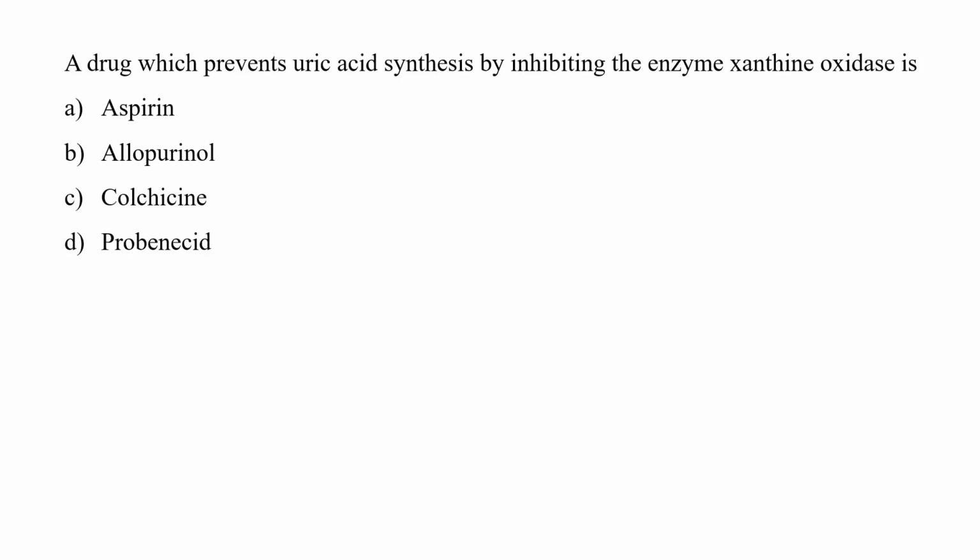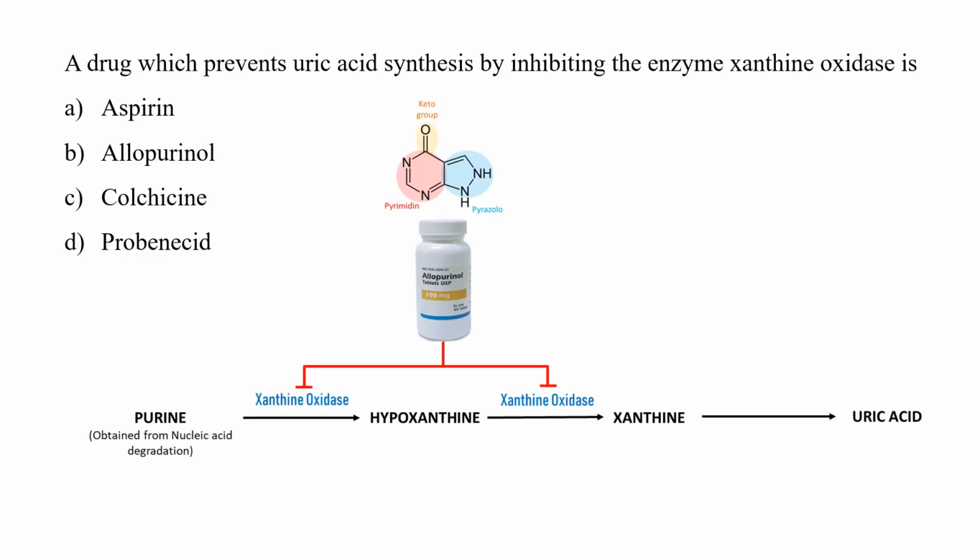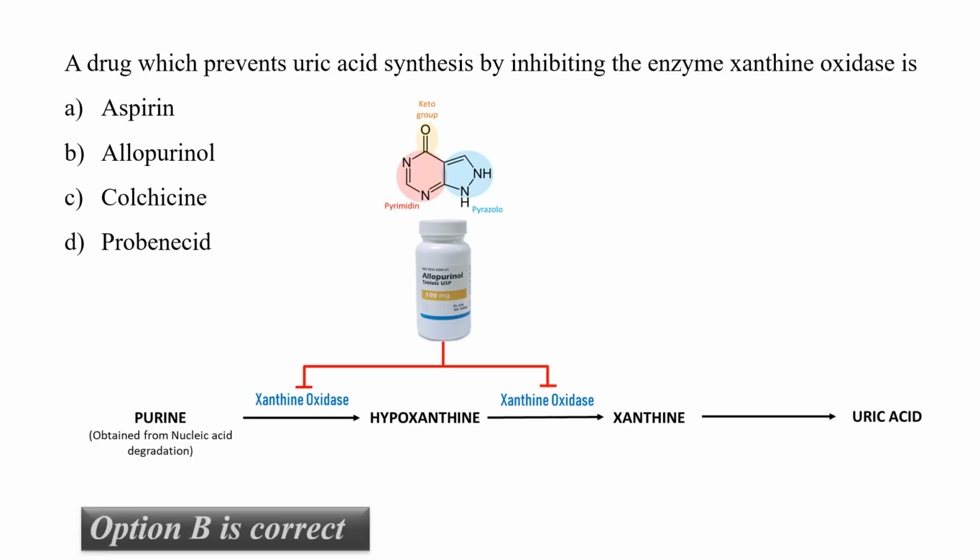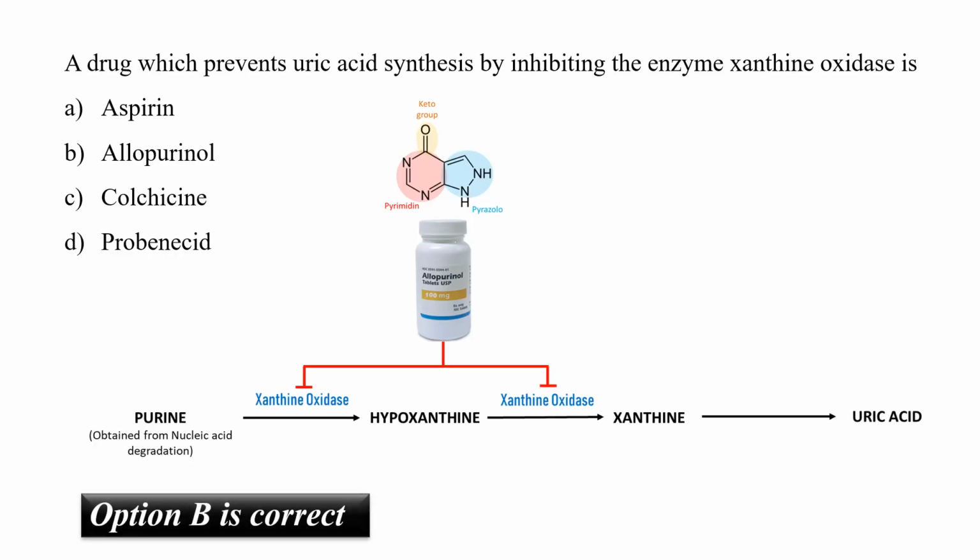A drug which prevents uric acid synthesis by inhibiting the enzyme xanthine oxidase is aspirin, allopurinol, colchicine, or probenecid. Allopurinol, which is also known as Zyloprim, actually inhibits the enzyme xanthine oxidase, which synthesizes uric acid from hypoxanthine in purine metabolism. So option B is the correct answer.